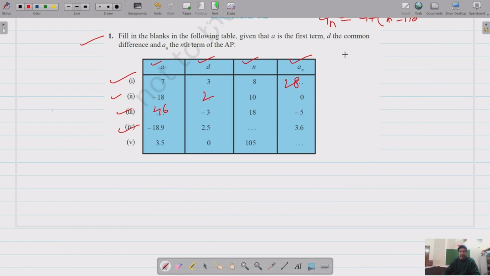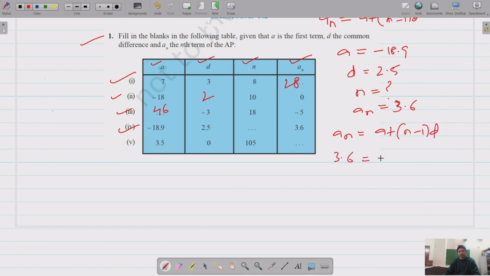And coming on to the fourth one, a is negative 18.9, d is 2.5, n is missing, and the nth term is 3.6. So the nth term is a plus n minus 1 into d. It's 3.6 equals negative 18.9 plus n minus 1 into d. So it's 3.6 plus 18.9. Okay, and we do have the value of d, which is 2.5. So it's n minus 1 into 2.5. So 3.6 plus 18.9 is 22.5.